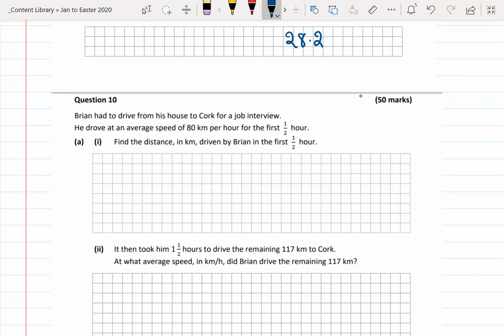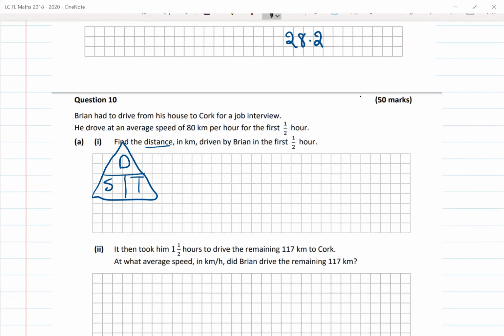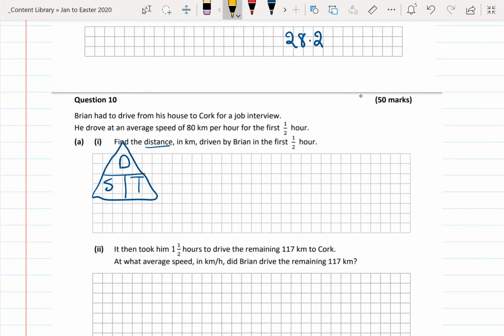Okay, so they're looking to find the distance. So we always use this dad's silly triangle thing. Now, if we are looking for distance, that means it's speed multiplied by time. So distance is equal to speed multiplied by time.